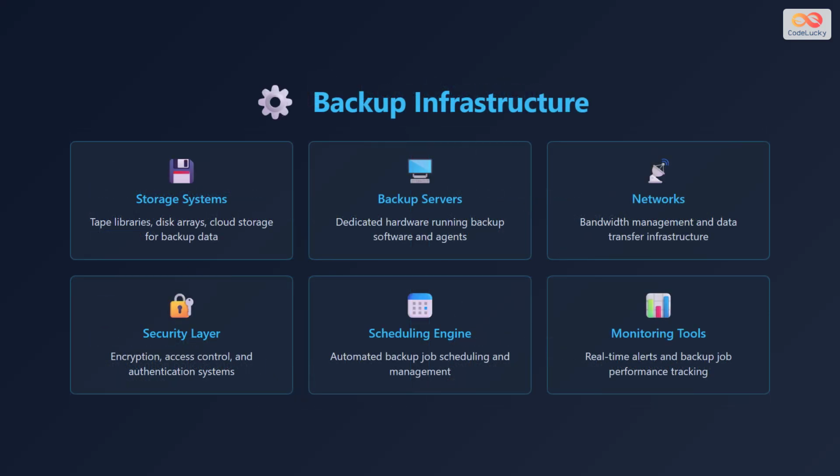Backup infrastructure consists of several key components. Storage systems include tape libraries, disk arrays, and cloud storage where backup data is stored. Backup servers are dedicated hardware that runs backup software and agents. Networks handle bandwidth management and data transfer infrastructure. A security layer provides encryption, access control, and authentication. A scheduling engine automates backup job scheduling and management. Finally, monitoring tools track backup jobs in real time and send alerts when issues occur.